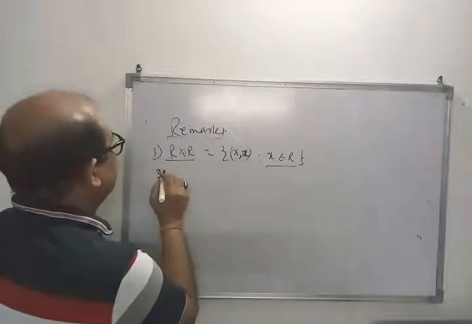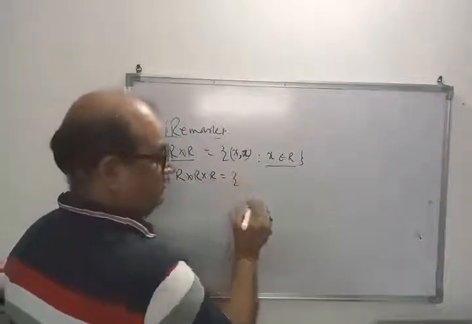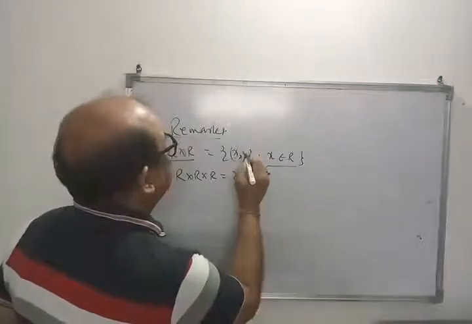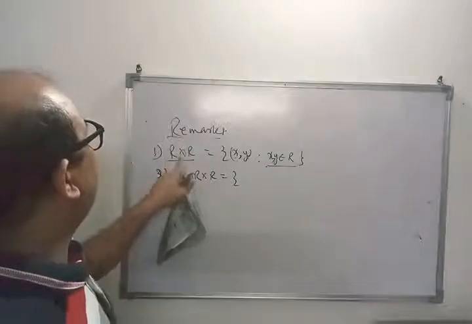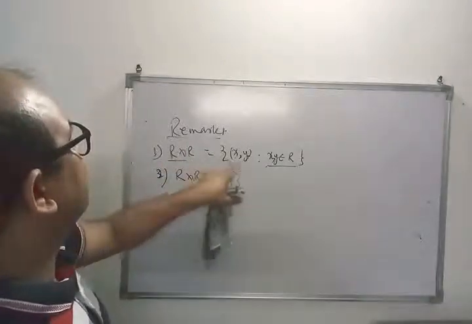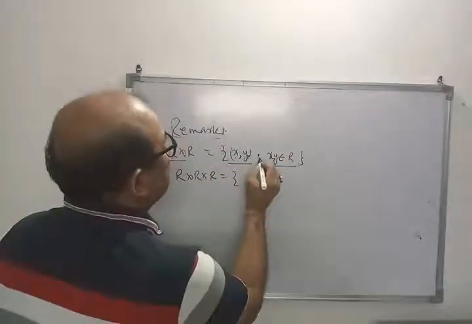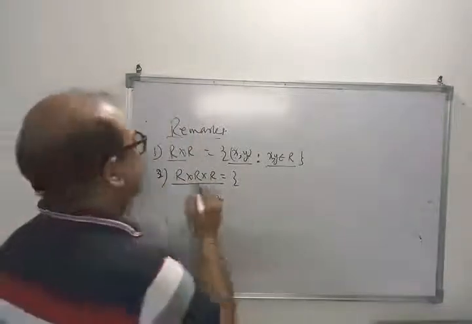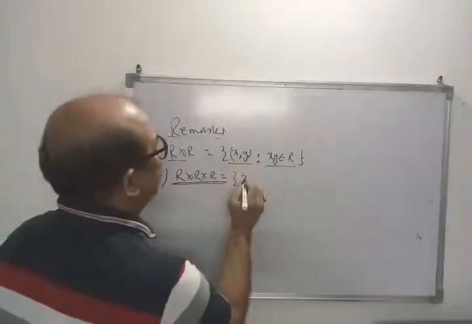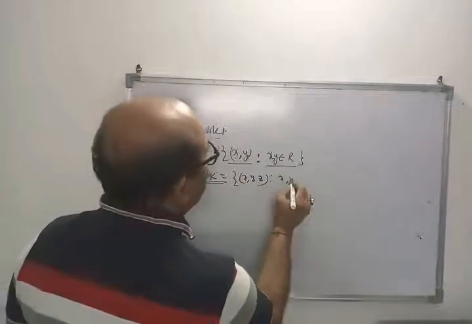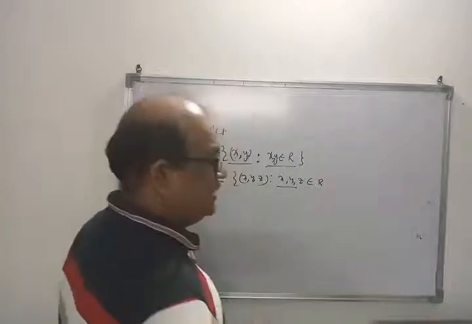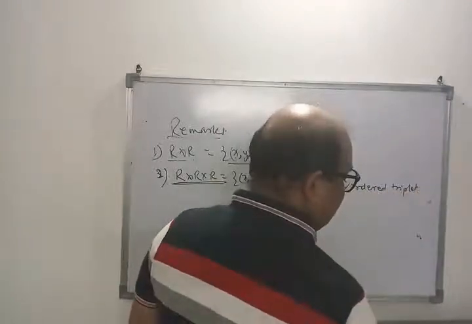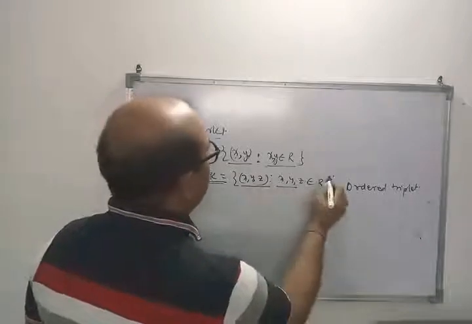R cross R is the Cartesian product of real numbers with real numbers, that is (x, y), an ordered pair such that x and y both belong to R. Now, R cross R cross R is written as (x, y, z), such that x, y, z all belong to R. This is called an ordered triplet, since there are three elements x, y, and z, all belonging to R.